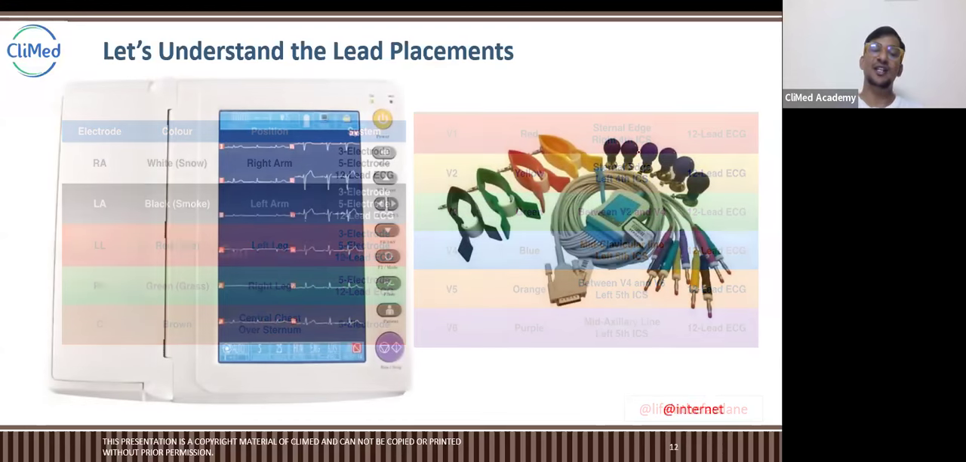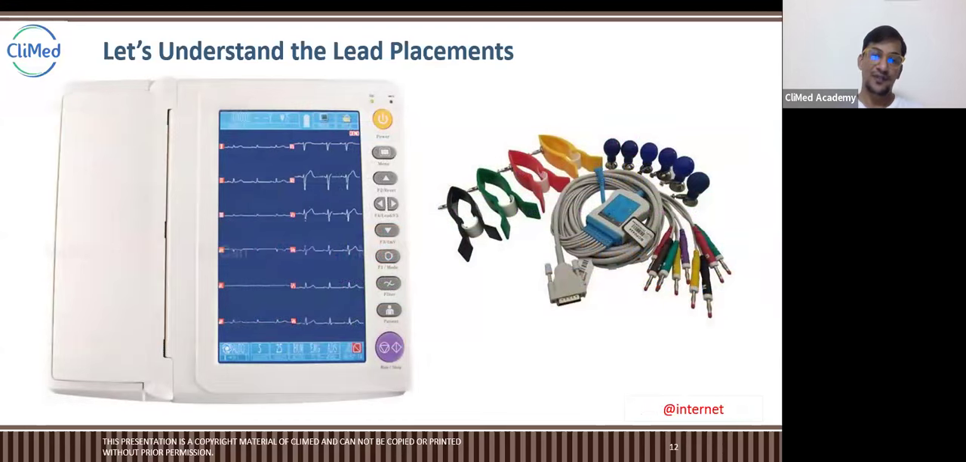Let's see here first. These are the colors of your leads. These are the limb leads. These four are the limb leads, which are attached to your upper limb and lower limb, like hands and legs. These four are attached to the hands and legs.